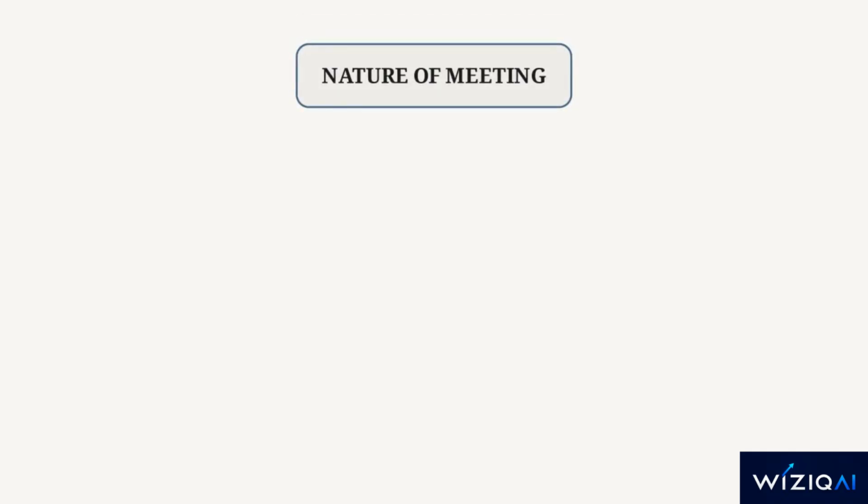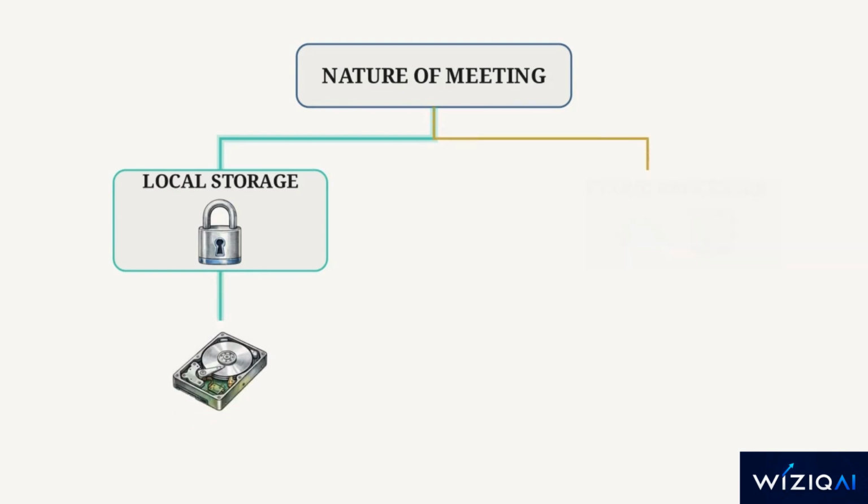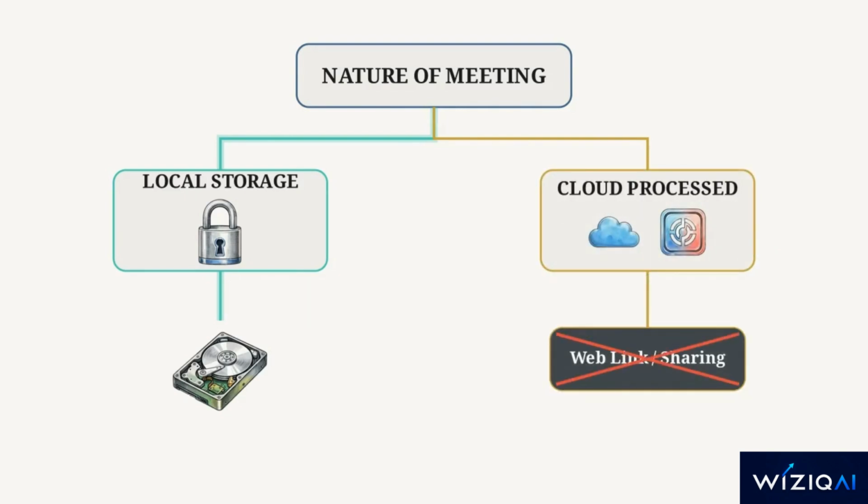This flowchart maps the use case. Do you deal with strict client NDAs? If yes, Meatily provides 100% data privacy. The audio never leaves your hard drive. The trade-off is losing web link sharing. For quick cloud transcripts, use paid SaaS instead.